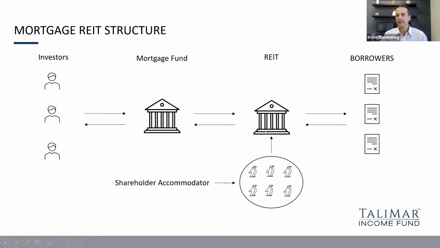And then it's actually the REIT that physically funds the loans. So the underlying assets owned by the REIT are the deeds of trust that the REIT secures against the properties that it's lending against. Now, if you remember earlier, we talked about, well, you need 100 investors in a REIT. And this is where it gets interesting. There are companies out there called shareholder accommodators. So because the mortgage fund is the only technical shareholder of a REIT, you need 99 or 100 other shareholders, and they're actually called penguins.